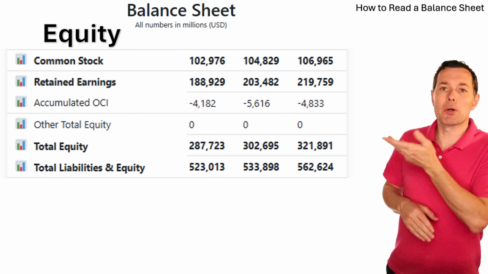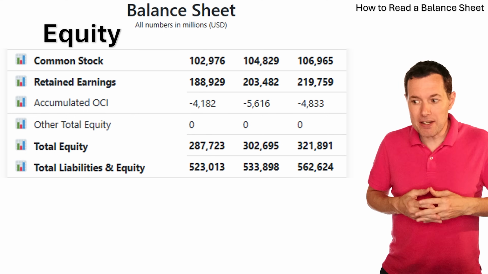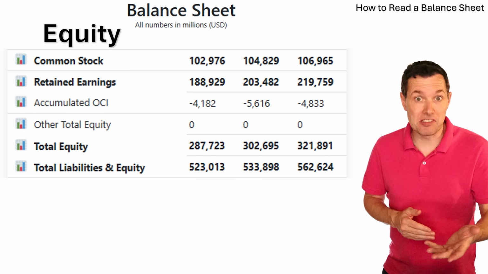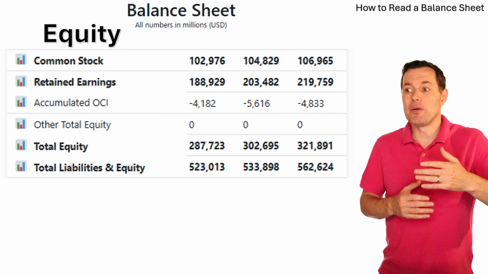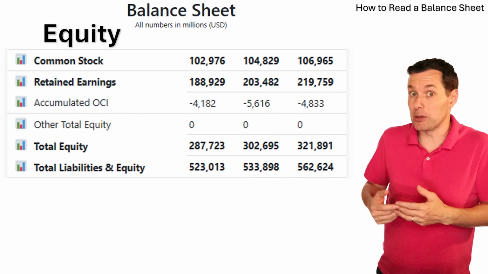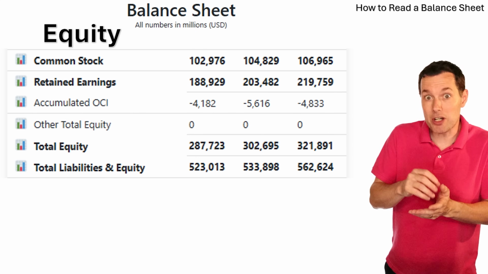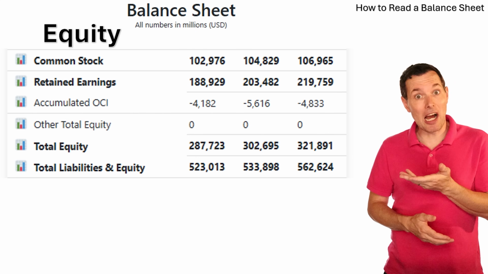Now, the way that this number goes up is if, let's say, something like stock-based compensation, or if they issue new shares, well, this number will tick higher. So if they give their employees stock options and those options get exercised, new shares get issued, this number ticks higher.